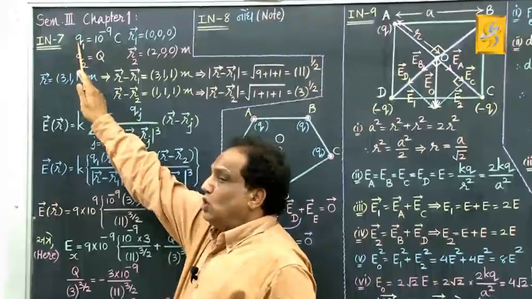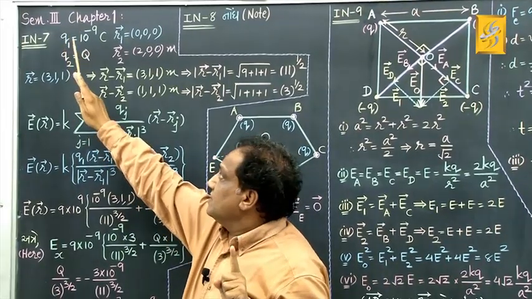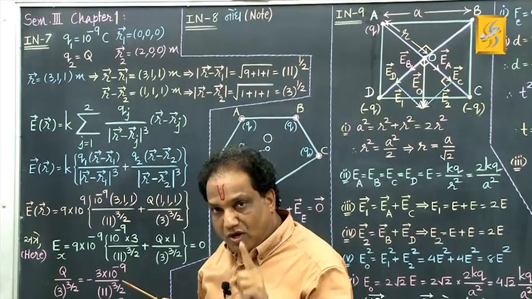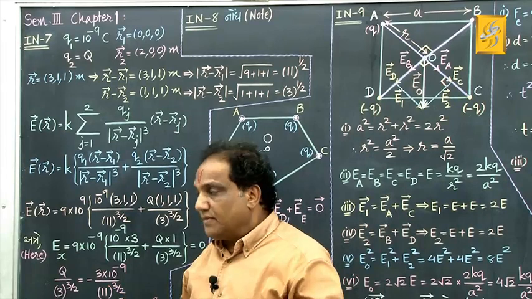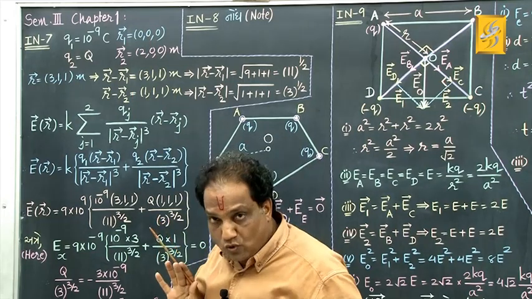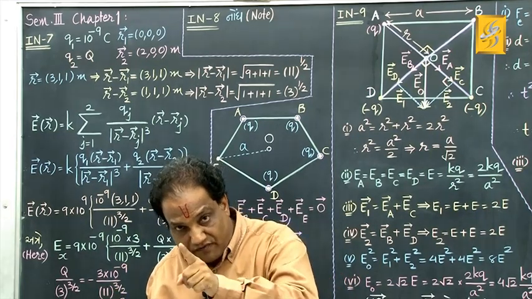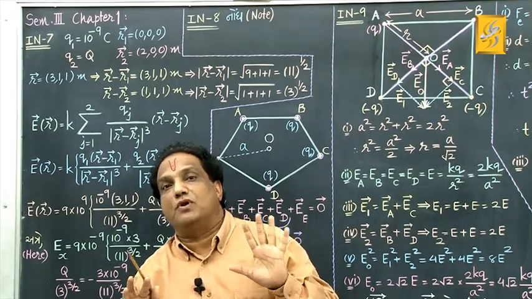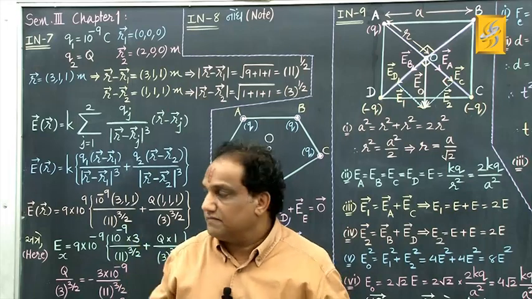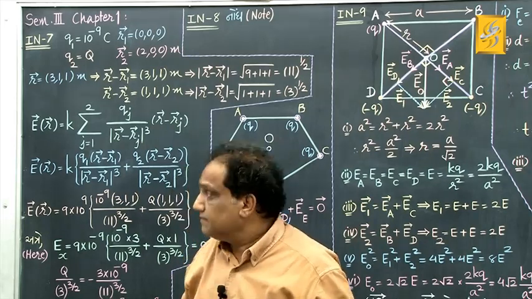We are given 2 point charges. First point charge is, say, Q1, which is 10 raised to minus 9 coulomb, and because it is located at origin, its position vector is vector R1, which is 0, 0, 0. Many times, just for our convenience, we represent position vector in terms of its components, which are nothing but coordinates of a given point. For origin, all the 3 coordinates are 0, 0, 0, correct?